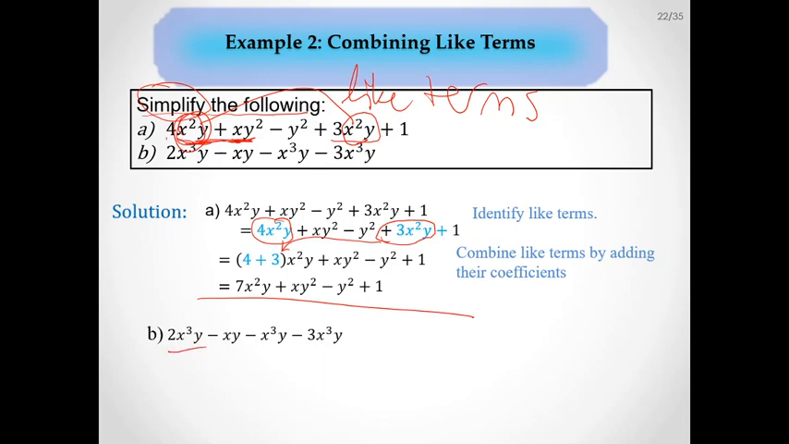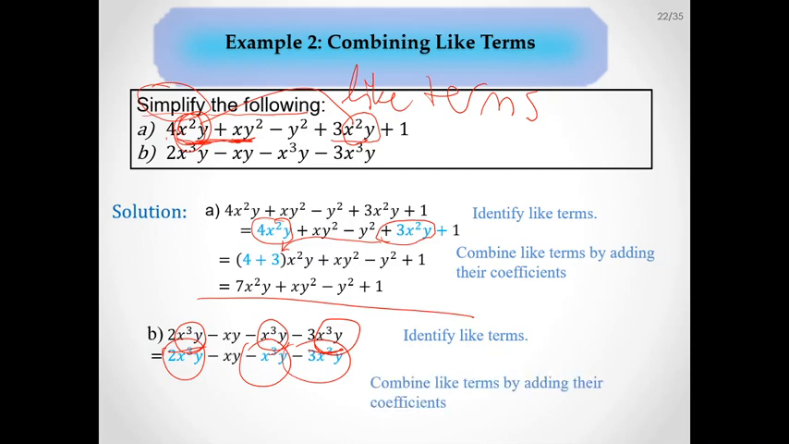So let's look at here, and here these are the like terms, and like terms. So then we will combine them. We will put them together and do the operation between them. So 2 minus 1 minus 3 times x cubed y minus y minus xy. You do this calculation here, and you get this one.